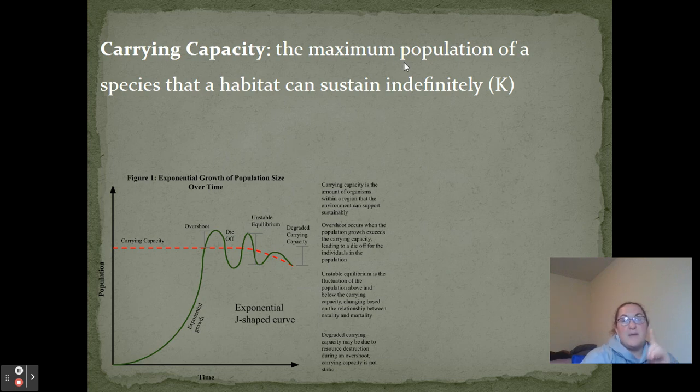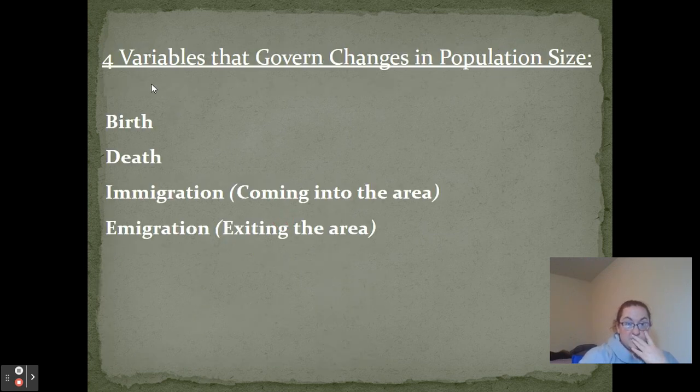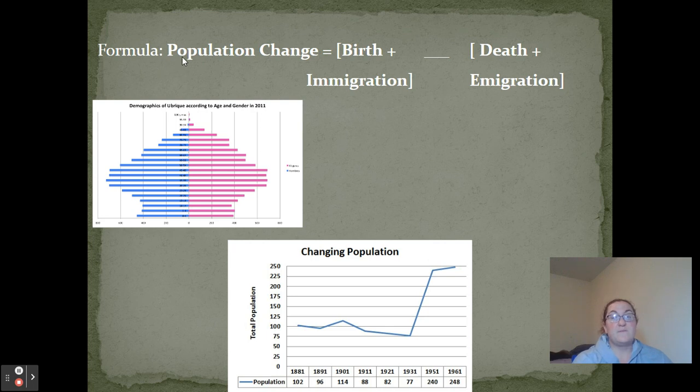So carrying capacity is the maximum population of a species that a habitat can sustain indefinitely. And it really truly depends on the resources. So four variables that govern changes in population size are birth, death, immigration, and emigration. Immigration is coming into the area. Emigration is exiting the area. The formula for humans, animals, or plants is population equals birth plus immigration minus death plus emigration, depending on what's going on.